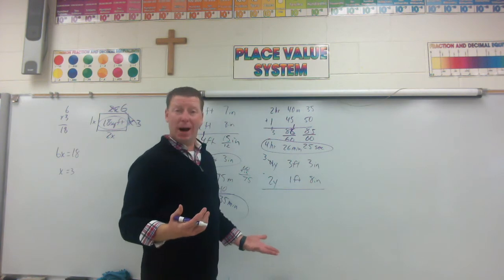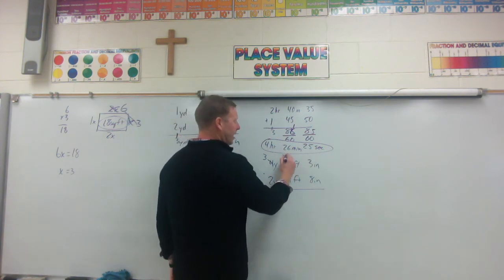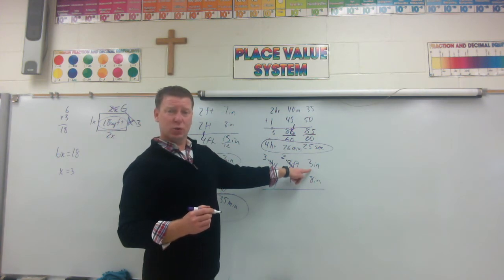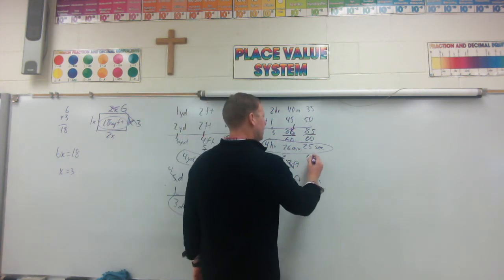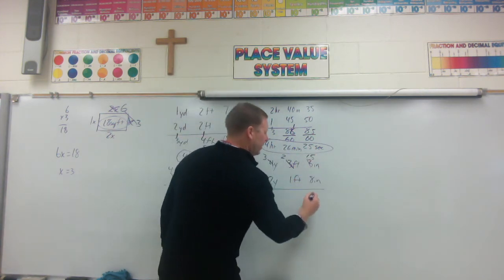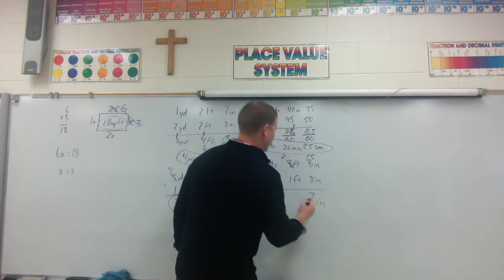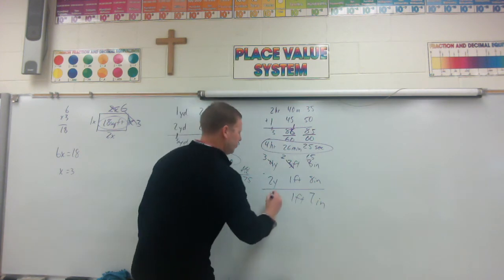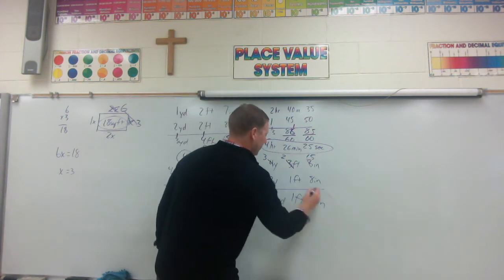Now I have something I can borrow from. Cross out the 3, make it a 2. Adding 12 inches in a foot. So 12 plus 3 is 15. Now it's subtraction. 15 minus 8 is 7 inches. 2 minus 1 is 1 foot, and 3 minus 2 is 1 yard.